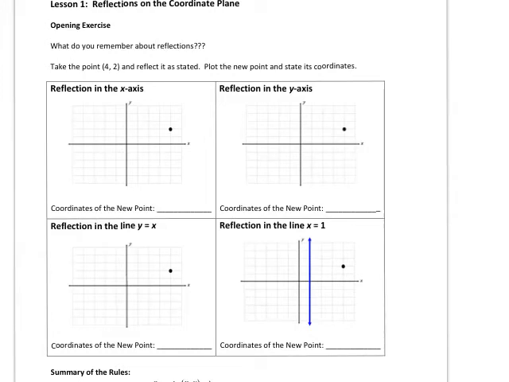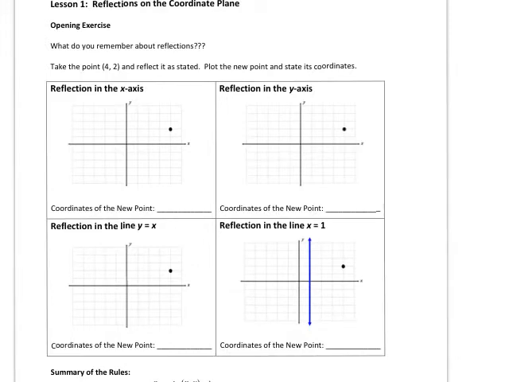This lesson talks about reflections on the coordinate plane. So when you think about reflections and how you've used them in the past, I believe you've done reflections across different lines. A reflection creates a mirror image of itself, and we are used to reflecting over the x-axis and y-axis, and I'm going to show you a couple more, the line y equals x and the line x equals 1, just for a different example, because the process is the same no matter which line you're reflecting over.